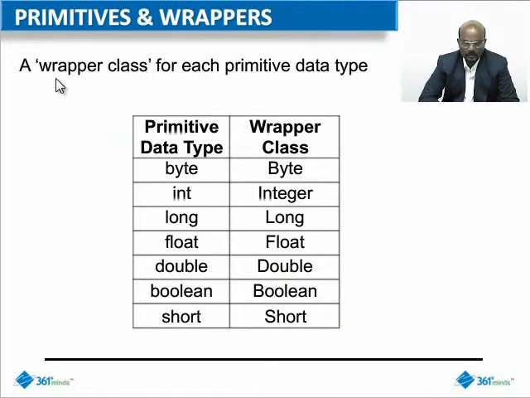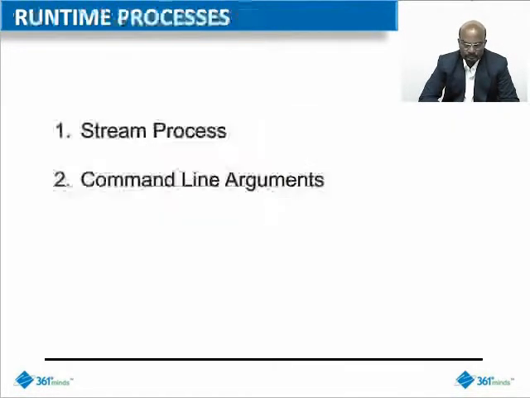In this table, we see a primitive data type and its corresponding wrapper class. So byte for a byte, integer for an integer, long for a long. So each and every primitive data type has a corresponding wrapper class.